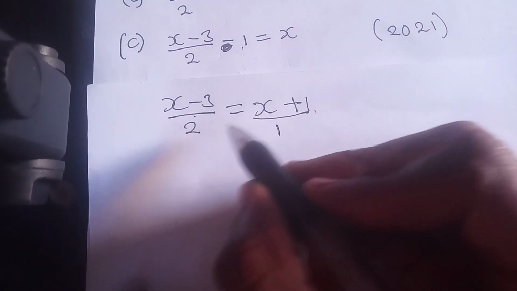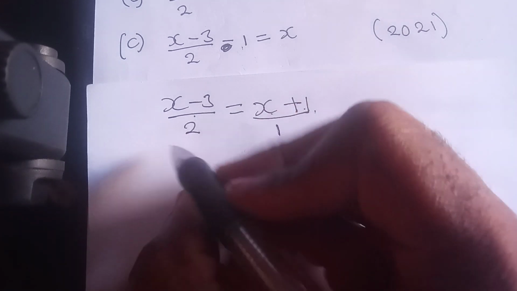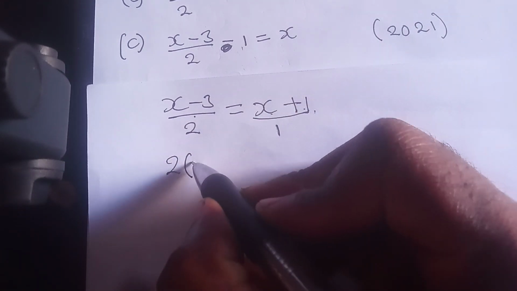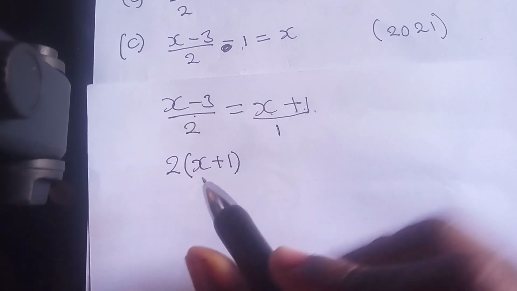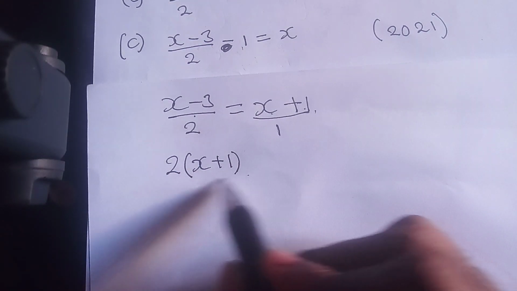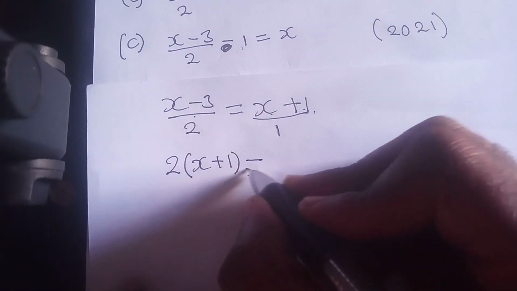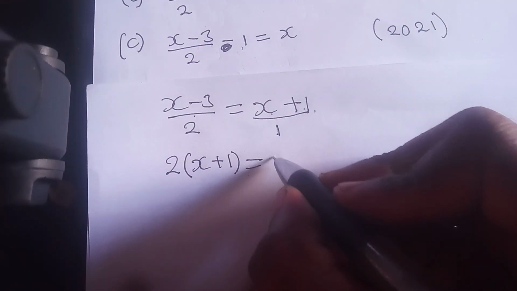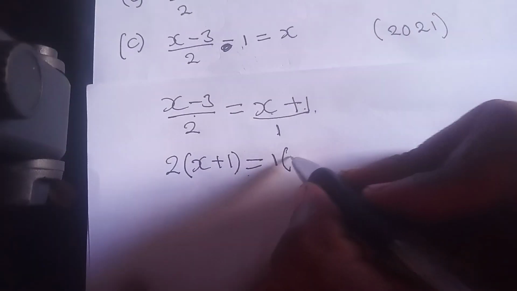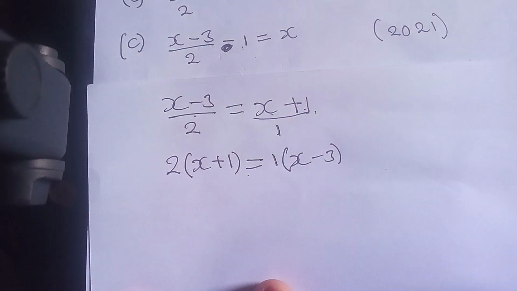So we can say 2 times x plus 1. Remember to always put brackets here. And then you do the same thing there. 1 times x minus 3.